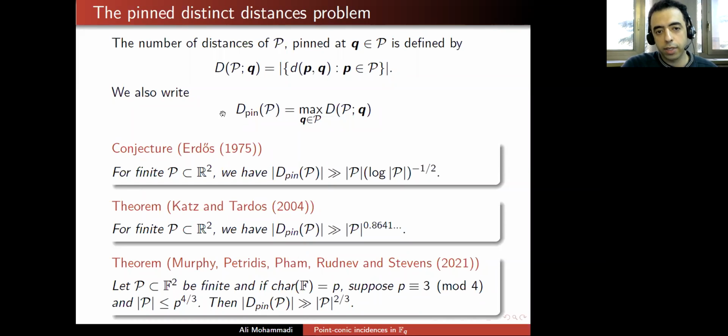Also worth noting, the pinned distances problem is a superset of the distances problem. So if you get a bound here, you obviously get a bound on the distance problem. And this is very recent, and this is the best known. Also they don't have this P congruent to 3 mod 4 in their statement, but it was just easier to say it like this, because when you have isotropic lines, the statement becomes a bit more complicated.